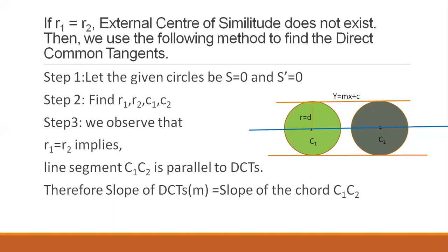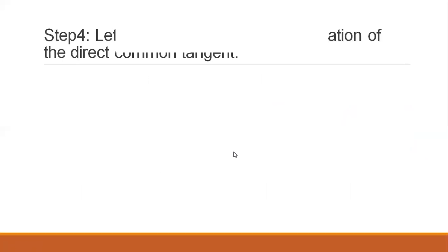Dear children, you know C1 and C2 from the given circles. So, can we find the slope of C1C2? Yes. Using the formula (y2 minus y1) by (x2 minus x1), we will get the slope of the direct common tangents m. Therefore, in the equation y equal to mx plus c, you have got the value of m. Now, we shall find the value of c, for which we use the condition r equal to d. If y equal to mx plus c is a tangent for the given circle, then it must satisfy the condition r equal to d.